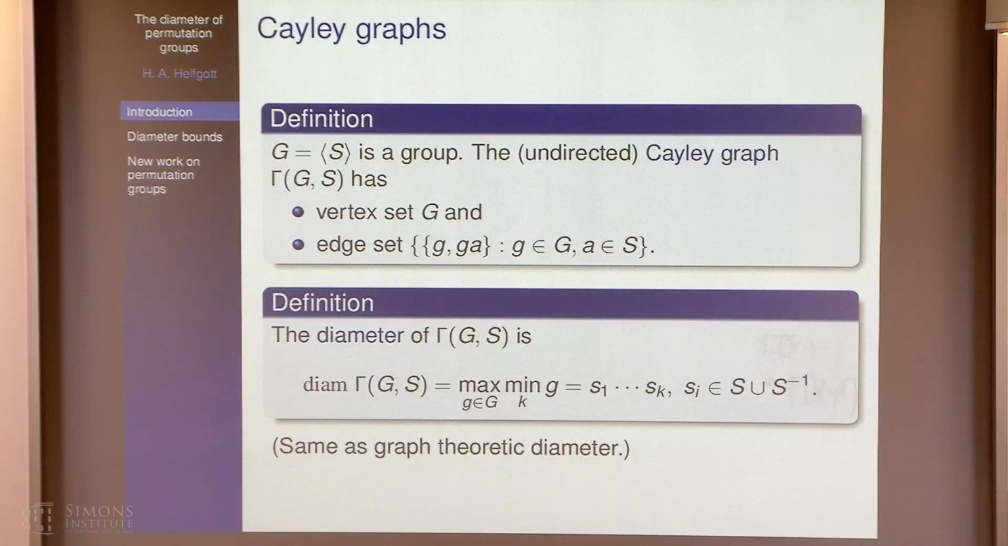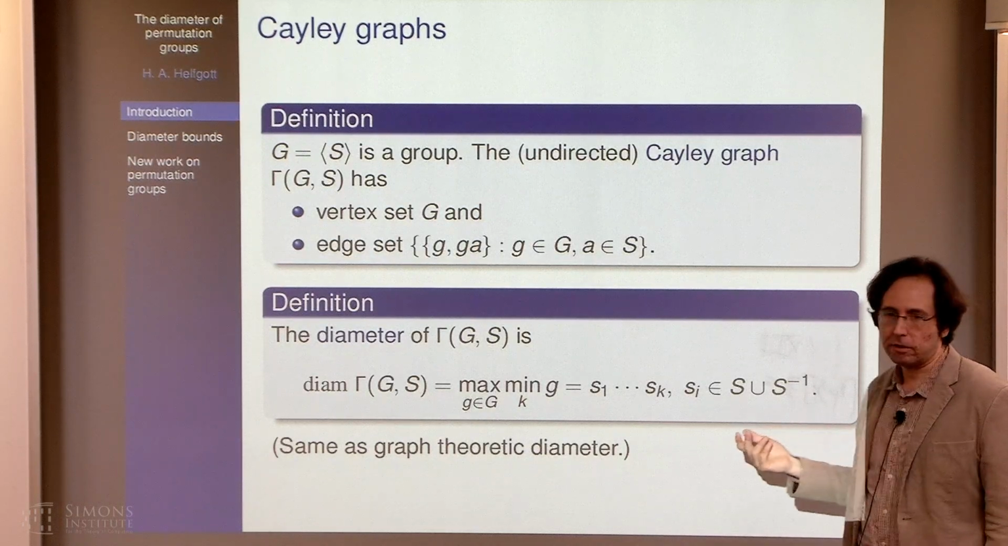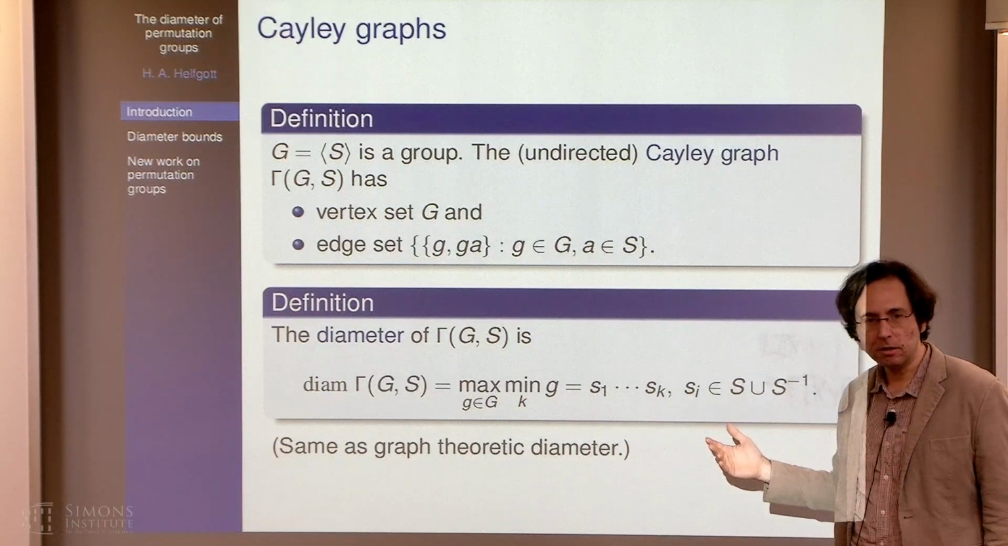In general, the distance between two vertices of a graph is just the length of the shortest path between them. And the diameter, say the diameter of this campus, would be: you take the two points for which the distance is maximal, and the distance there is the diameter. It's not the Euclidean diameter, but it's the practical diameter.